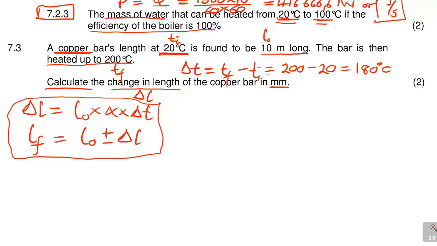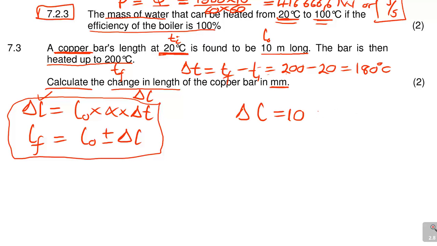Let's look at the information you're given. There is no way they can just give you T1, they can give you L0, they can give you T2, and they can tell you the name of the item without being able to find the change in length. So let's find the change in length, which is change in length is equal to initial length, which is 10. We are dealing with meters. So let's do everything in meters, and then we're going to change the answer into millimeters.